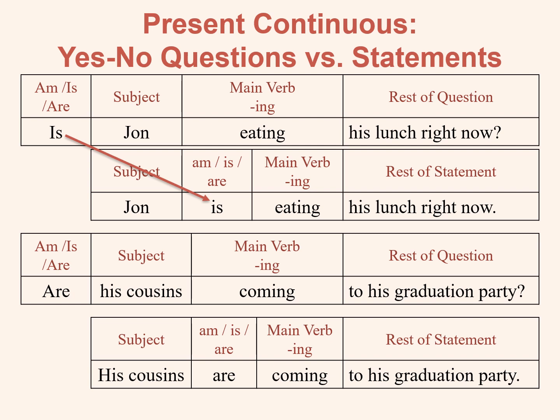So the order of words in English is one of the primary ways we distinguish questions from statements that are not questions. In the second example, we have, are his cousins coming to his graduation party? So again, because it's a question, we get are, then the subject, his cousins, then the main verb with the ing suffix, and then the rest of the question. In the statement, we begin with the subject, his cousins, then we get are coming to his graduation party. So again, the order of words is the main way we distinguish questions from statements that are not questions.